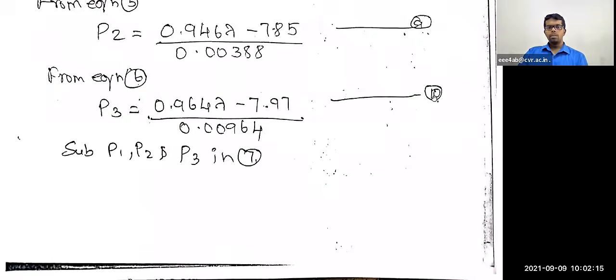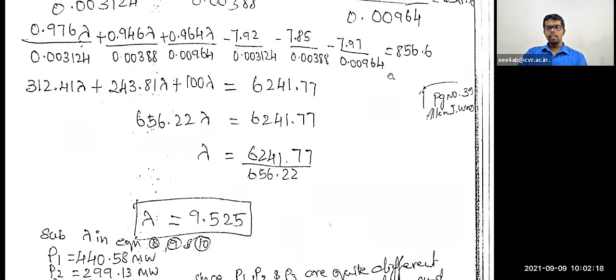That is 865 megawatt. I think I made a mistake here. It should be 865 megawatt, since 15 megawatts are the loss. I had written 816 megawatt. Further simplifying, you have to take lambda outside and find out lambda. If you simplify, you will get lambda equal to 9.525.